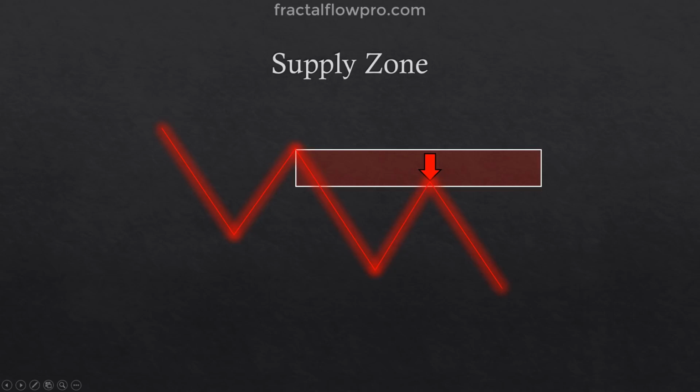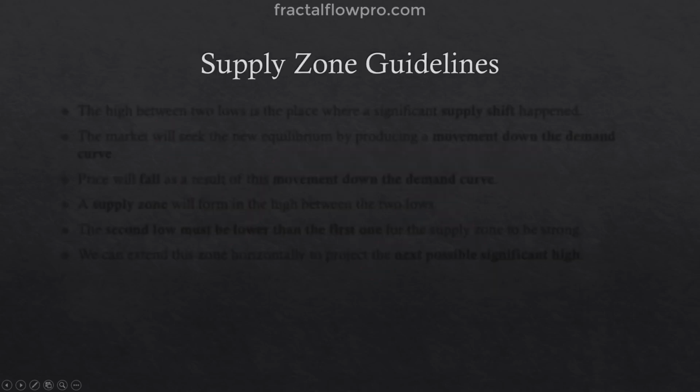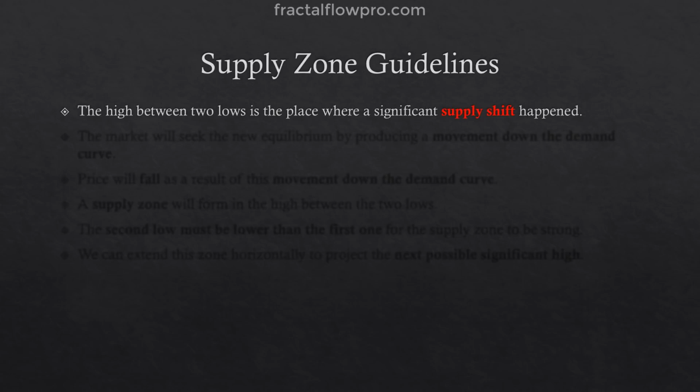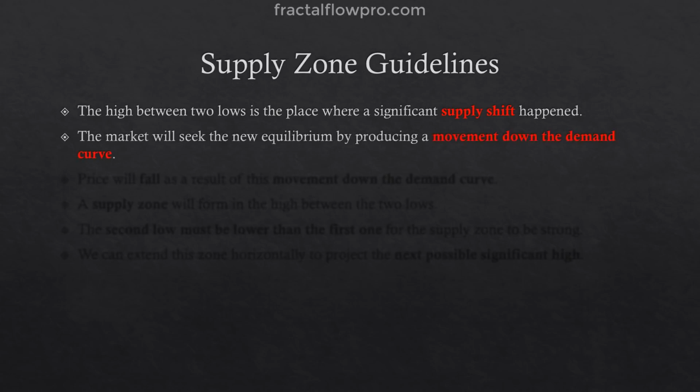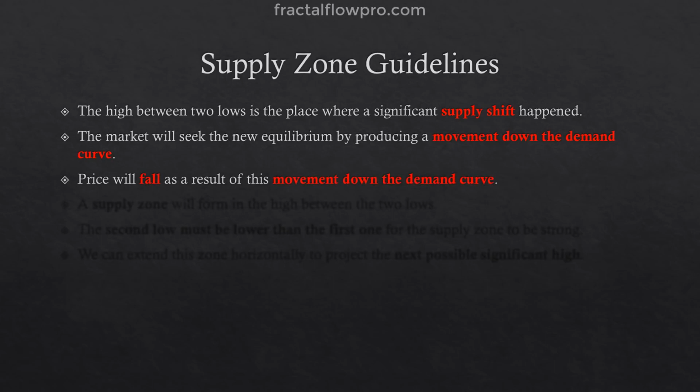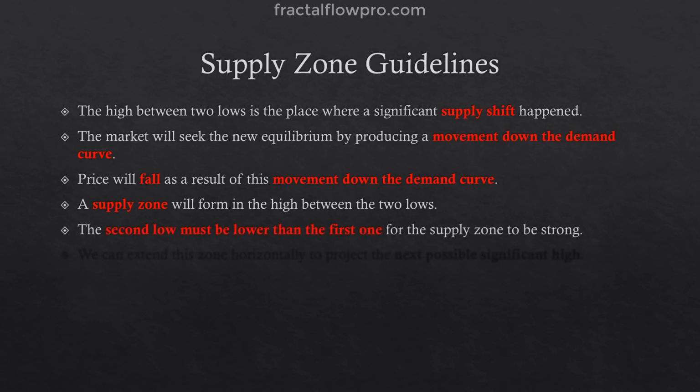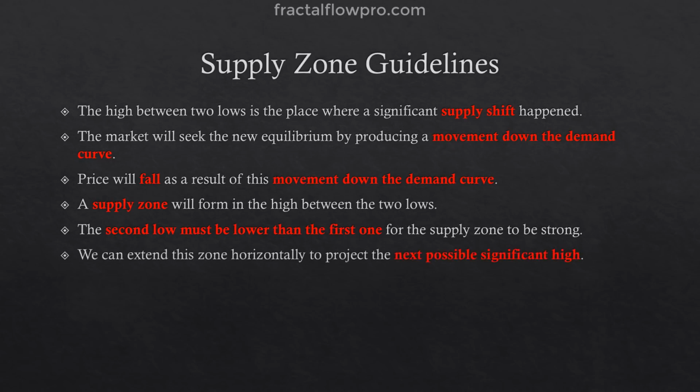Let's summarize a few guidelines about the supply zone. The high between two lows is where a significant supply shift happened. The market will seek a new equilibrium by producing a movement down the demand curve. Price will fall as a result of this movement down the demand curve. A supply zone will form in the high between the two lows. The second low must be lower than the first one for the supply zone to be strong. We can extend this zone horizontally to project the next possible significant high.